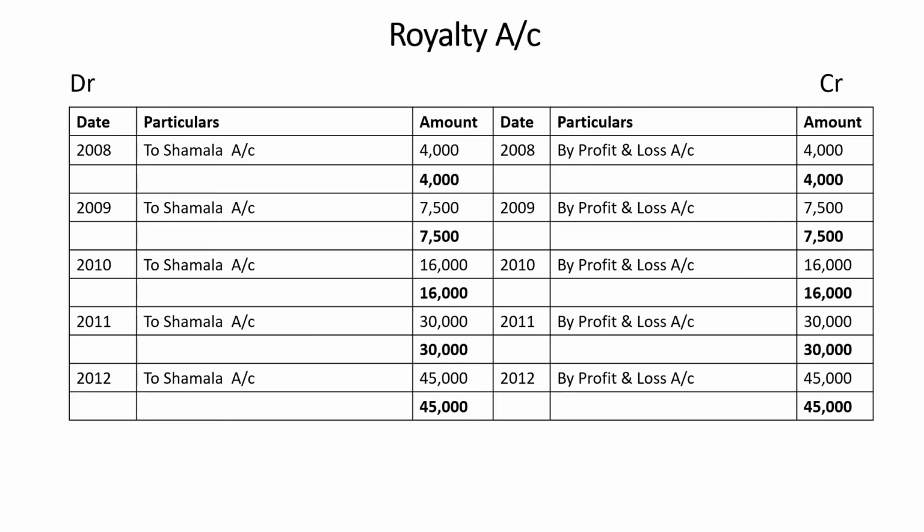Let's prepare the royalty accounts. For the royalty account, we see whatever is given in the royalty chart. All the royalty amounts we are getting, we have to put on the debit side to transfer to the lessor's account. The same amount is transferred to the P&L account.